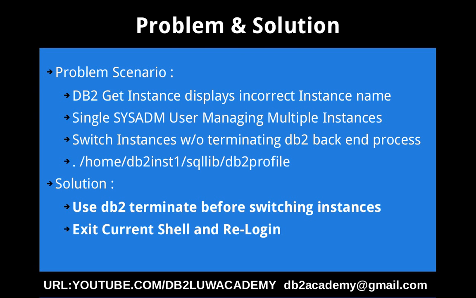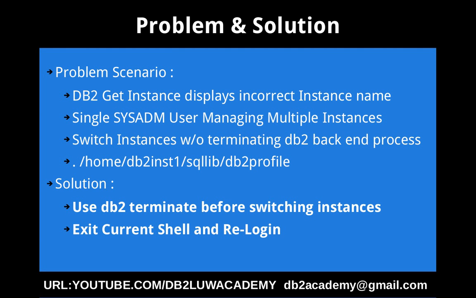So the problem scenario is we want to demonstrate how the db2 get instance command displays an incorrect instance name. In a typical scenario, it will not happen. For example, if there are two instances, db2inst1 and db2inst2, you log in as db2inst1 and do all the activities related to instance 1. Similarly, you log in as db2inst2 and do all the activities for the inst2 instance. In that kind of scenario, the error will not be reproduced.